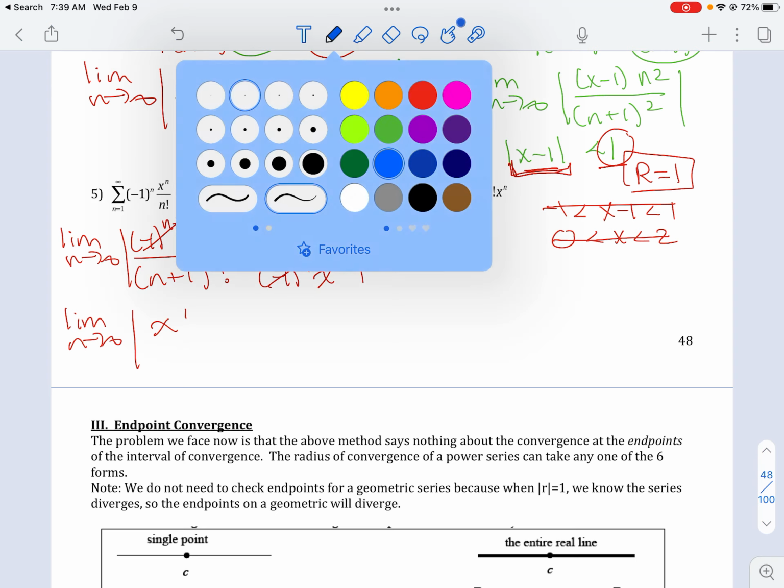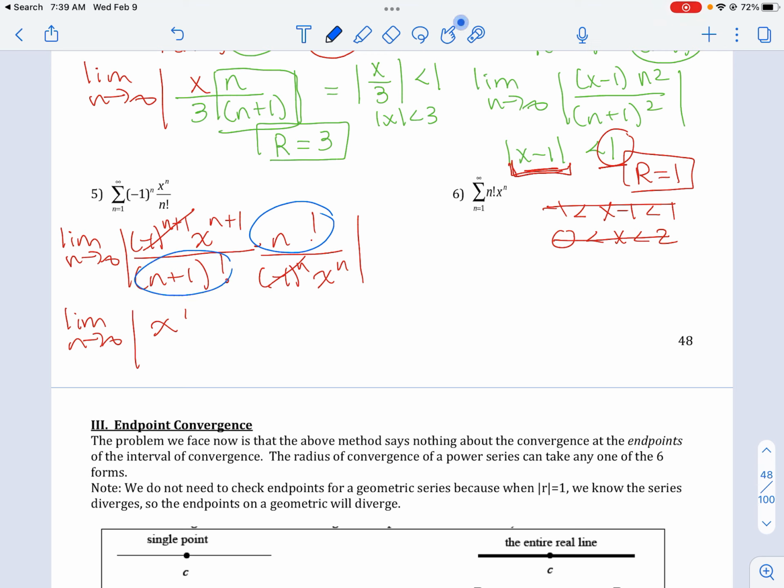Now let's look at the factorials. Remember, this is really n times n minus 1, n minus 2, dot, dot, dot. This is n plus 1, n minus 1, dot, dot, dot. So notice all of this drops out, and all you're left with is an n plus 1. Notice you still have n's, so now when I take this limit, the n is only on the bottom, so your limit is always 0, regardless of what x is.